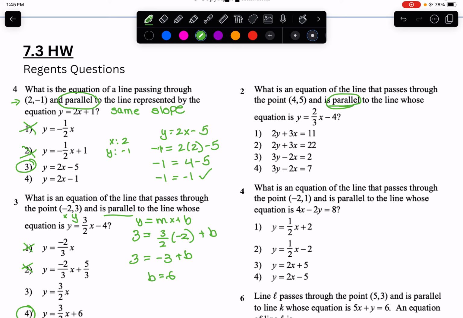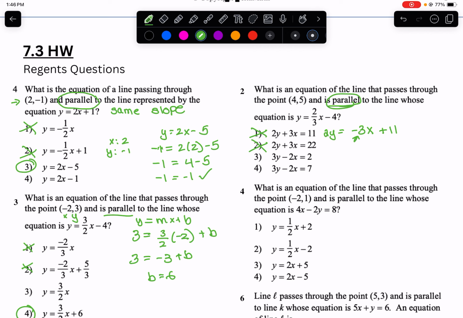So I'm circling what's important. So parallel tells me that I need the same slope, so I want a slope of 2/3. So this one is a little bit different because if you look, your options are not in slope-intercept form. So you're going to have to solve for y, right? So here, 2y plus 3x, you end up with 2y equals negative 3x plus 11. So right away, my slope is going to be negative. So if I have a negative slope, I know that that is not going to be one of my answer choices. So I'm left with either 3 or 4.